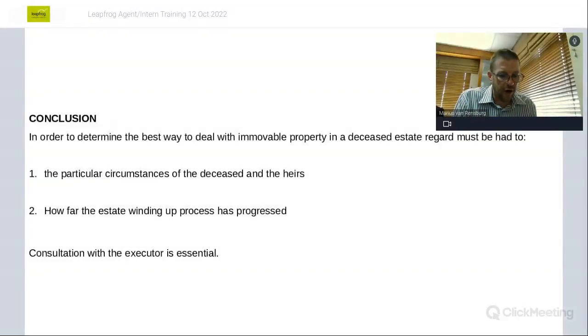In conclusion, guys, deceased estate transfers are not rare. They happen often, but you must have regard to the particular circumstances of the deceased process and the heirs, and how far the winding up process has progressed. We have to speak to the executor, which is sometimes easier said than done, because sometimes it's the financial institutions that are a bit harder to deal with. But please do call upon us to help you. We're more than happy to assist you in the process as we go through it.